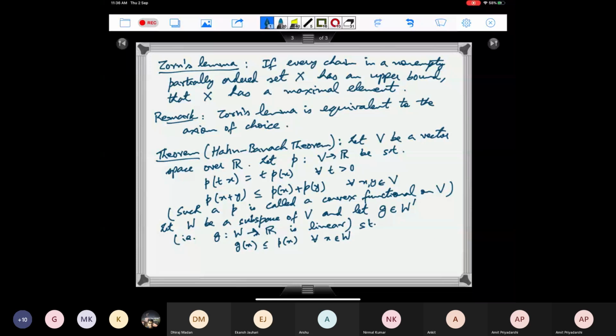So then there exists, let's call it F, in V prime. So that means F is a linear functional on V such that F restricted to W is equal to G, and this F is also dominated by P. So F of x is less than or equal to P of x for all x in V.